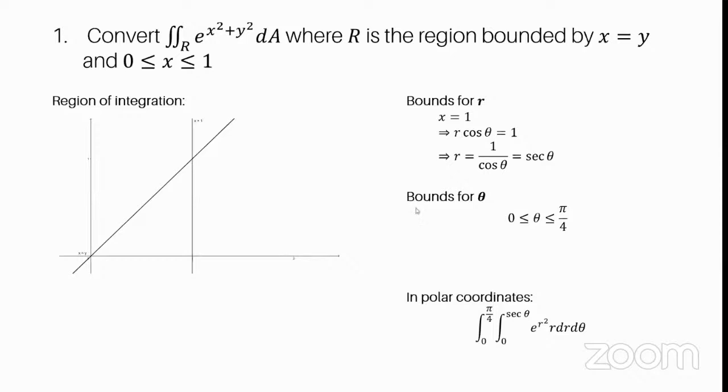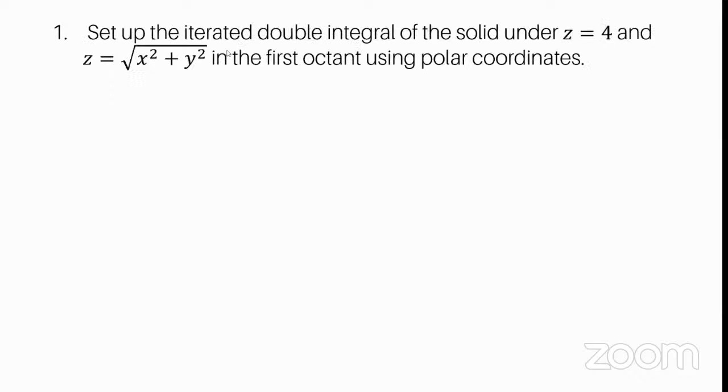So, yun po, ganun po yung pag-convert from Cartesian to polar. Now, sige, punta tayo dun sa last item, sa number 5. Ito naman, set up the iterated double integral of the volume of the solid under z equals 4 and z equals square root of x squared plus y squared in the first octant using polar coordinates. Dito, gumamit ako ng GeoGebra.